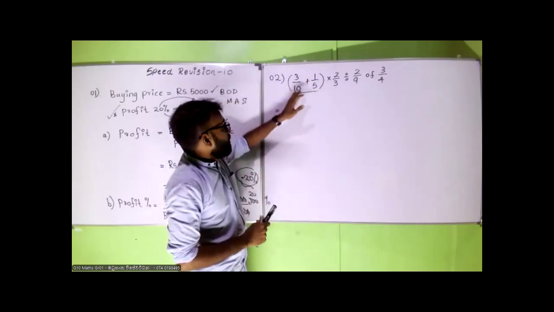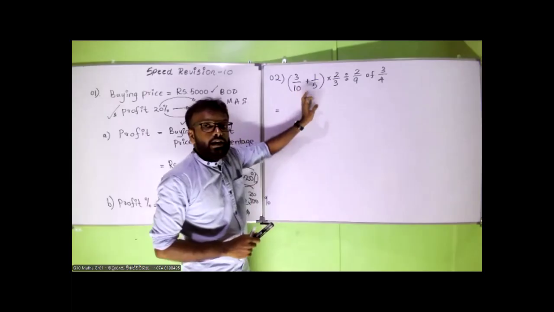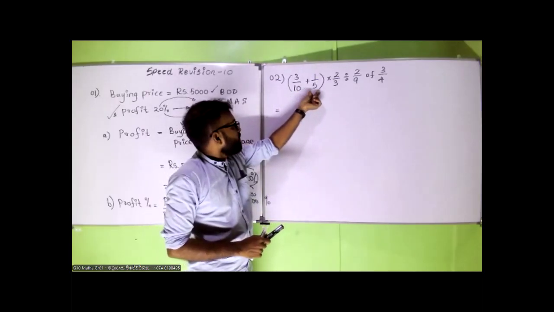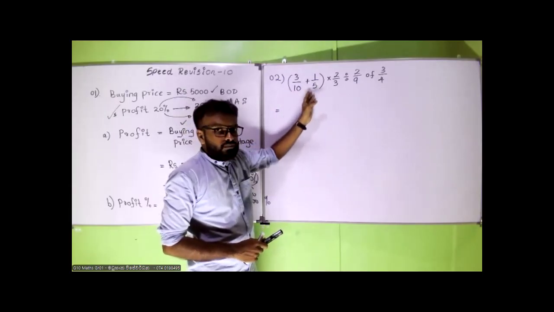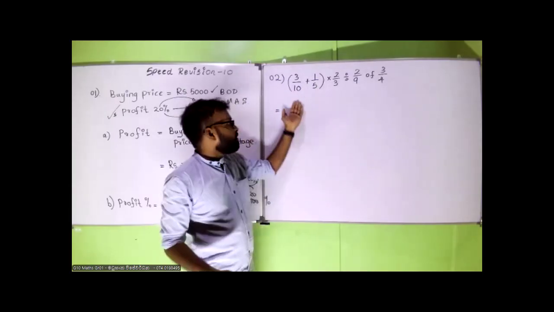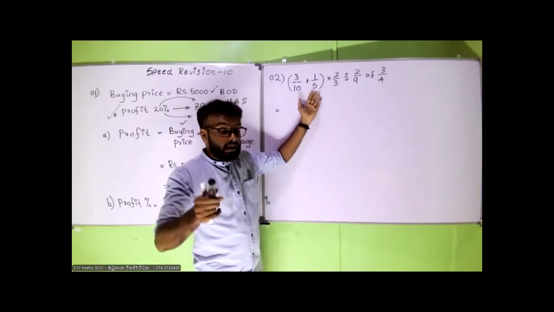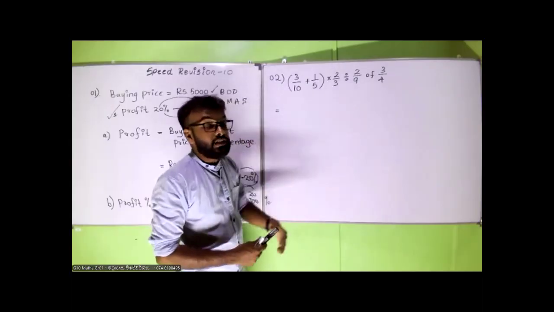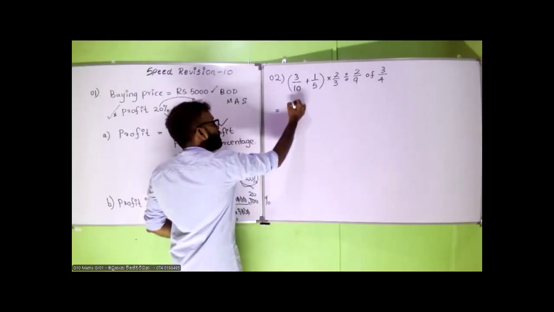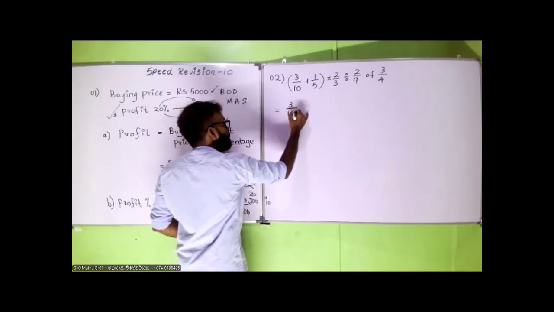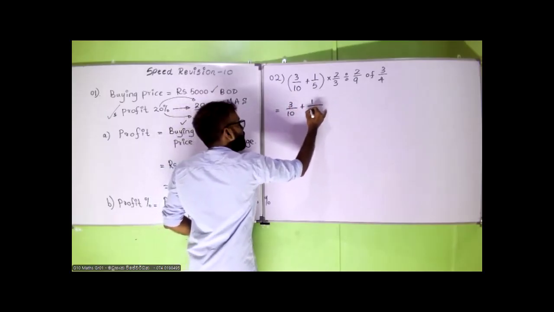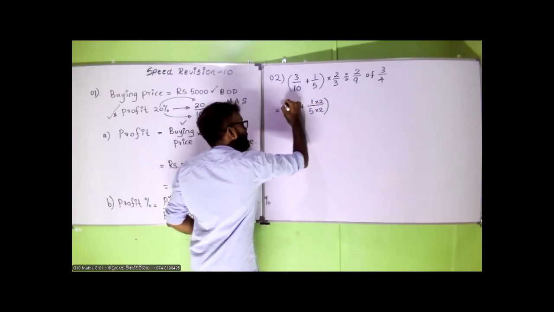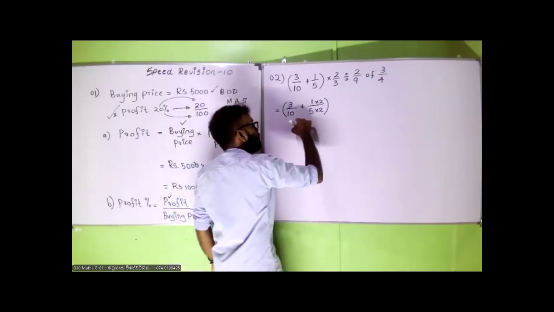So you have two different denominators, 10 and 5. 10 is also a multiple of 5, so this 5 can be converted into 10 easily. How? By multiplying the numerator and the denominator by 2, so that you can have equal denominators on both fractions.